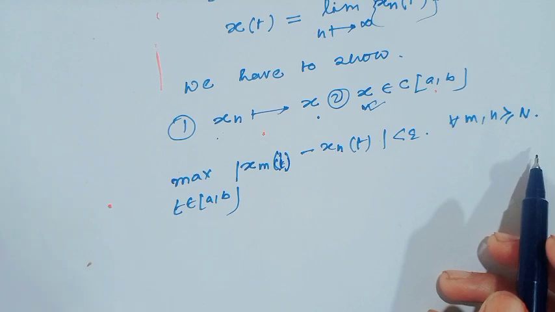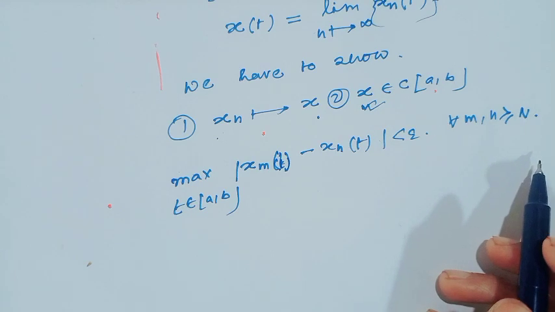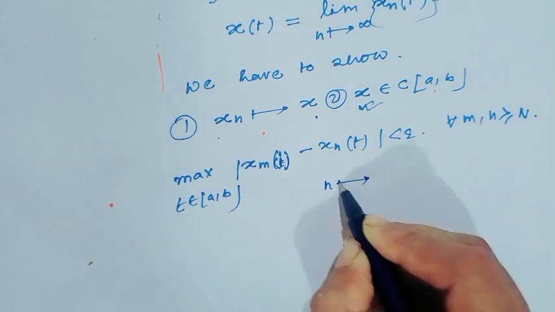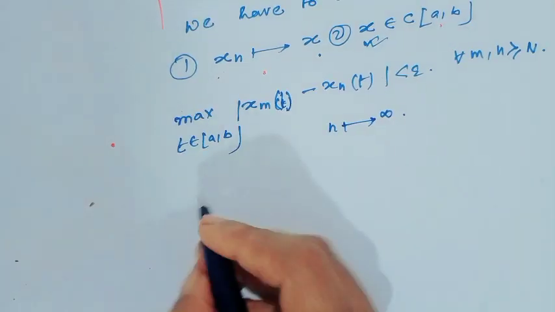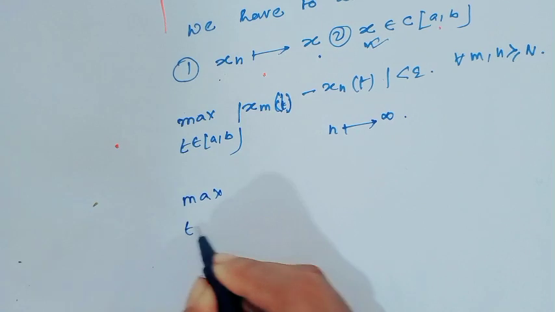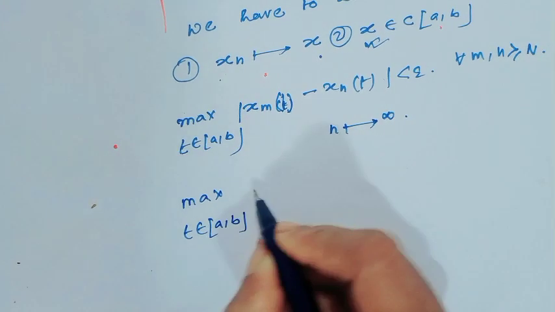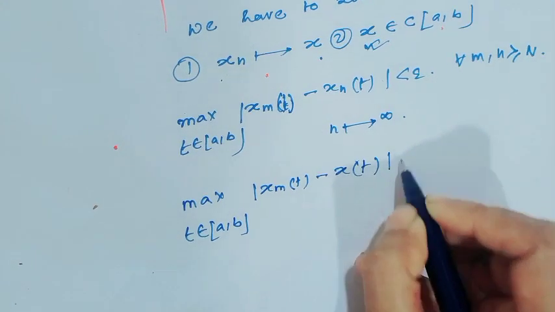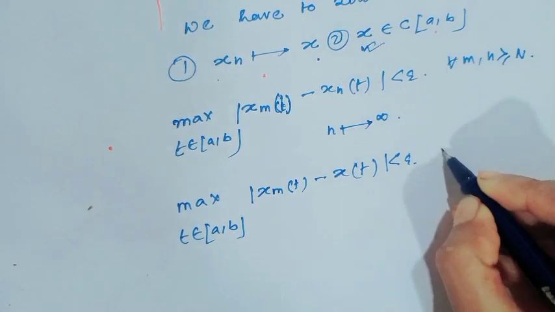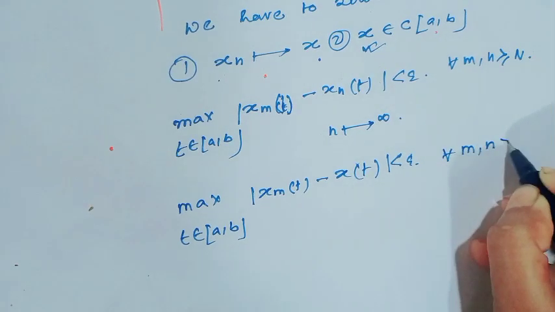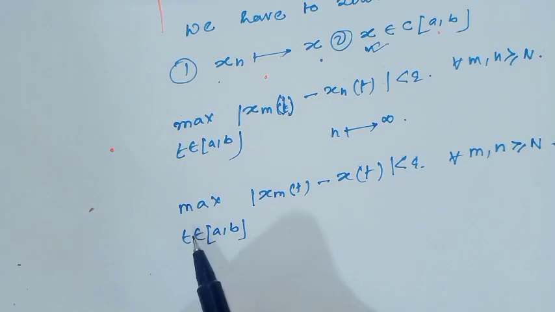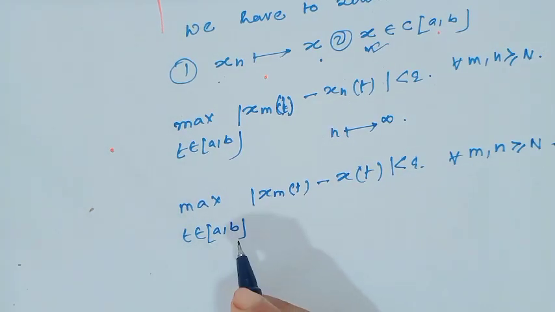Since this is true for all t, as n tends to infinity, I get the maximum over t belonging to the closed interval [a,b] of the absolute value of x_m(t) minus x(t) less than epsilon. This is true for all m, n greater than or equal to capital N, and this is true for all t also.